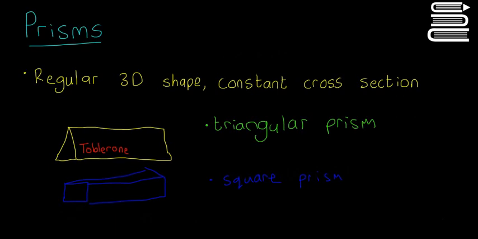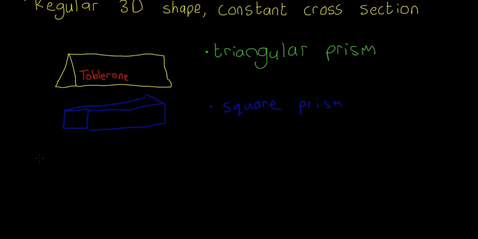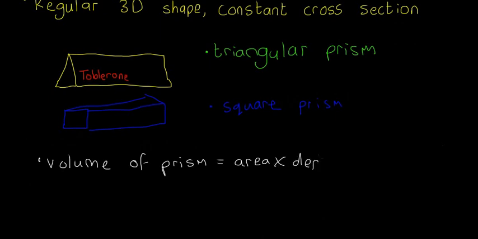So what do we need to know about prisms? We need to know how to get their volume. All right, so I'll go down and I'm going to say the volume of a prism is going to be equal to the area multiplied by the depth.